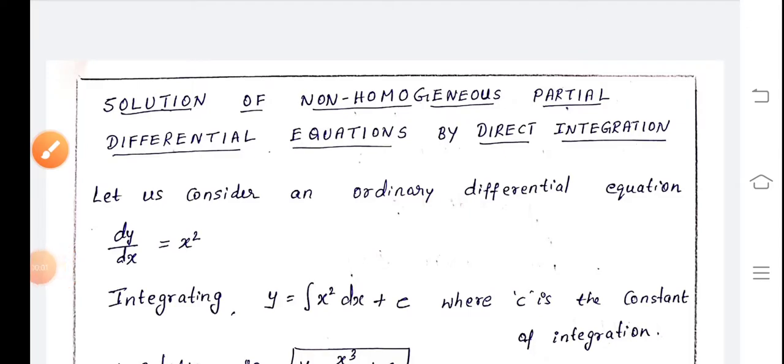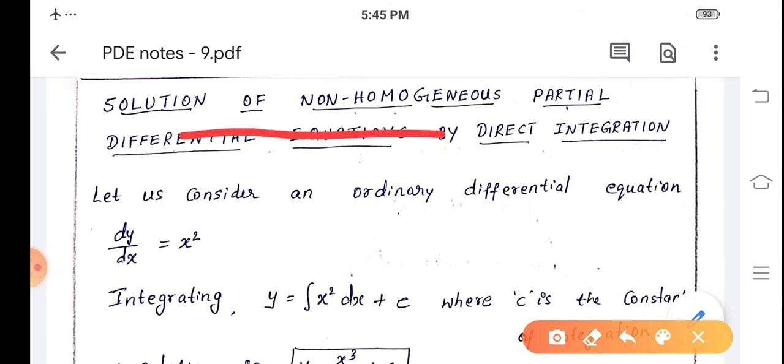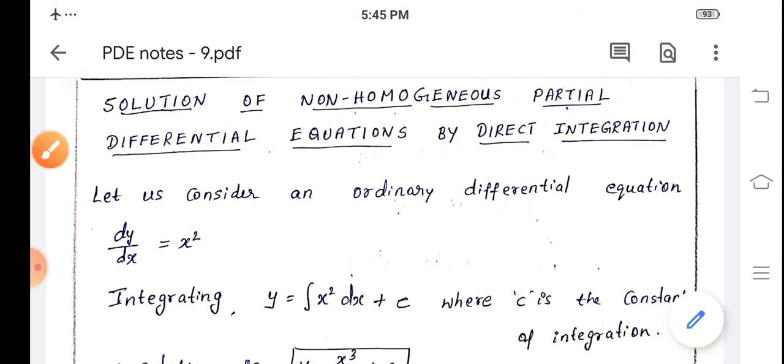Hello students, today we shall study about solution of non-homogeneous partial differential equations by direct integration. Under this topic, we shall find the dependent variable which is the solution of the given partial differential equation by removing the differential operators through the process of integration.